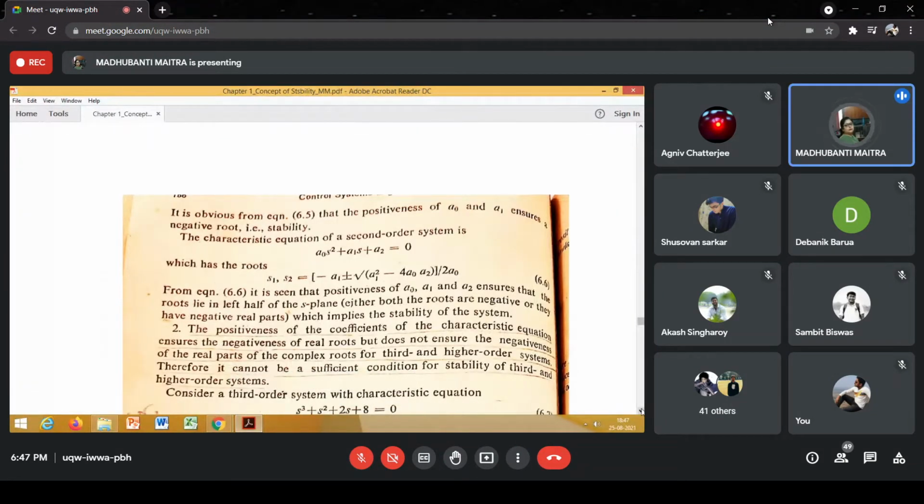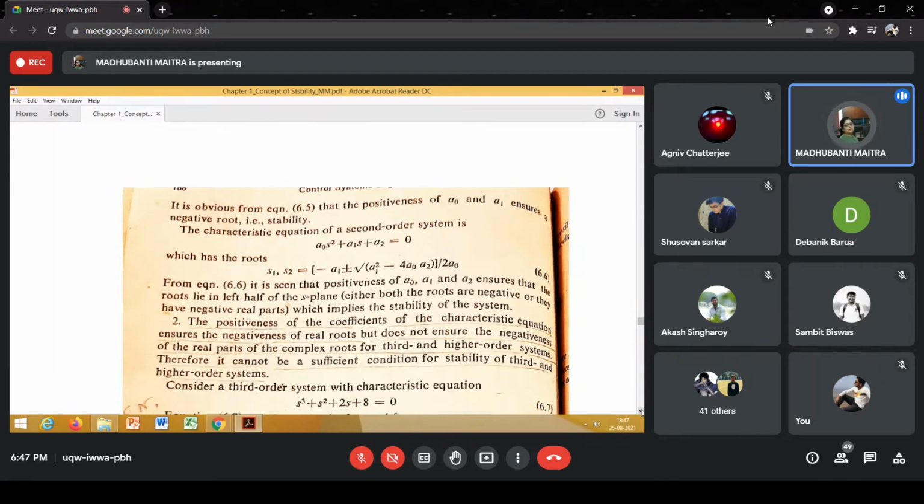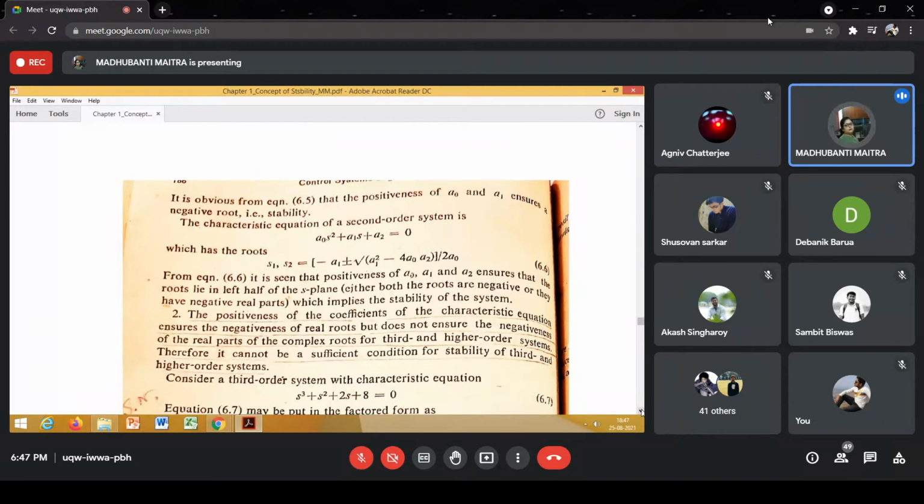So, in the last class, we saw that the necessary conditions are both necessary as well as sufficient conditions for first and second order systems, right? Now, for higher order systems, whether the necessary conditions are sufficient conditions or not, that we'll have to check. So, for that, let's take one example.